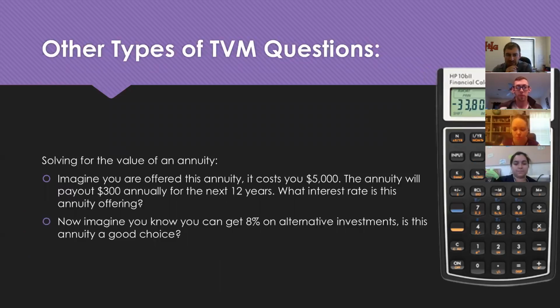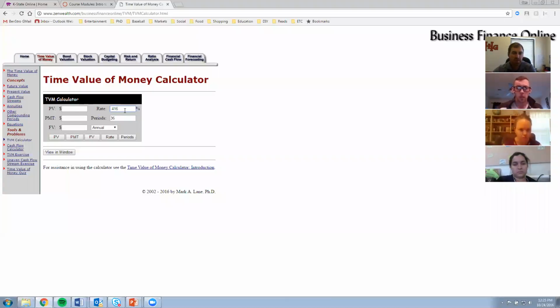Other types of time value of money questions that we deal with kind of look like this. Imagine you're offered an annuity. It costs you $5,000. It will pay out $300 annually for the next 12 years. What interest rate is this offering? So we can solve this by always filling in all of these blanks. There's one left empty, okay? That's not present value or payment. We can solve for it.